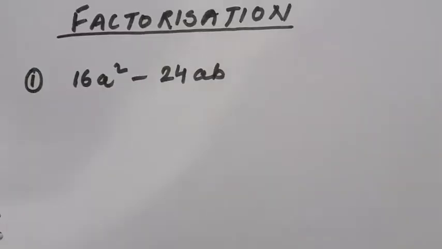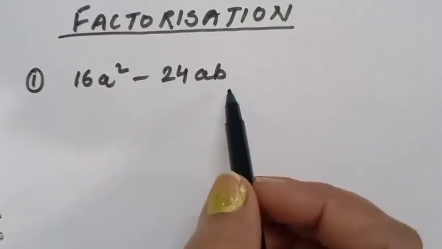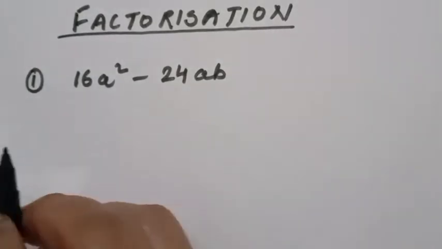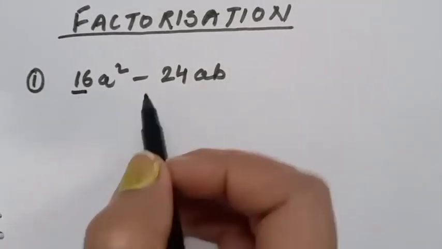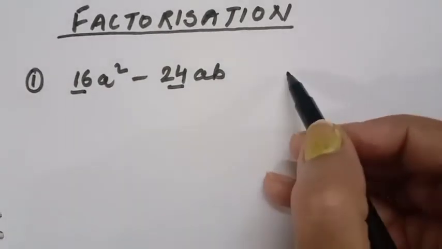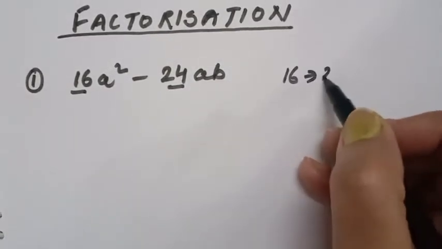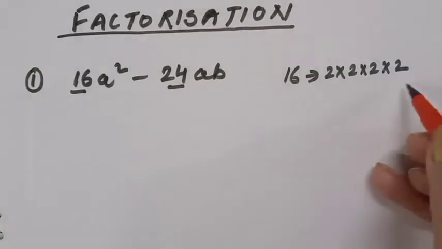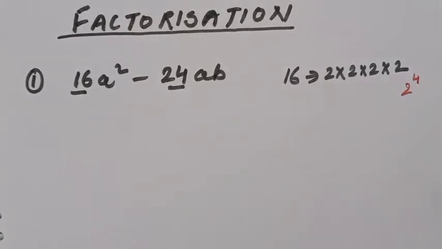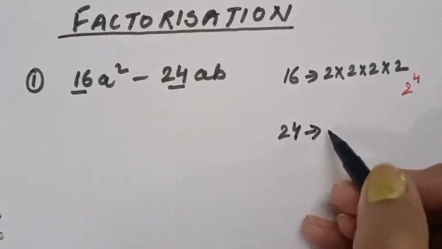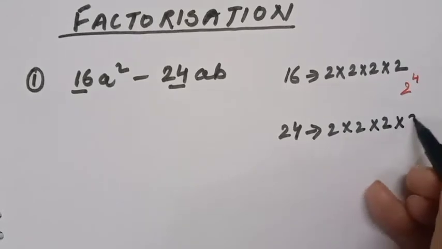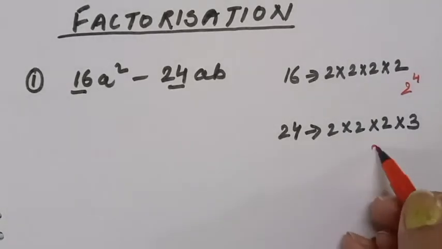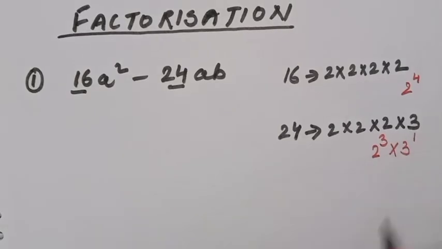Okay, so suppose we are taking this question. So this we have to factorize. So how will we do this? First of all, we have to find out the highest common factor of 16 and 24. So how do we do this? We can write 16 as 2 into 2 into 2 into 2. In short, it can be written as 2 raised to the power 4, and 24 can be written as 2 into 2 into 2 into 3, which can be written as 2 raised to the power 3 multiplied by 3 raised to the power 1. Okay, so which is the highest common factor? We can clearly see the highest common factor is 2 raised to the power 3, means 8.